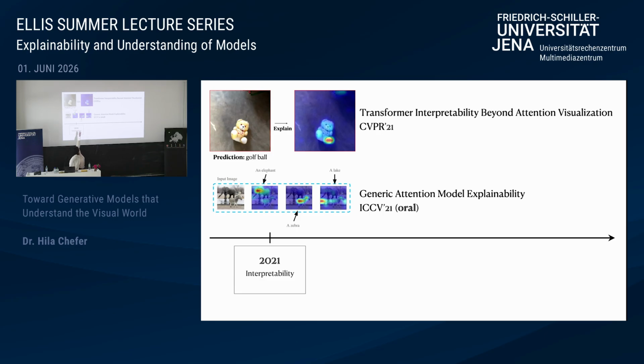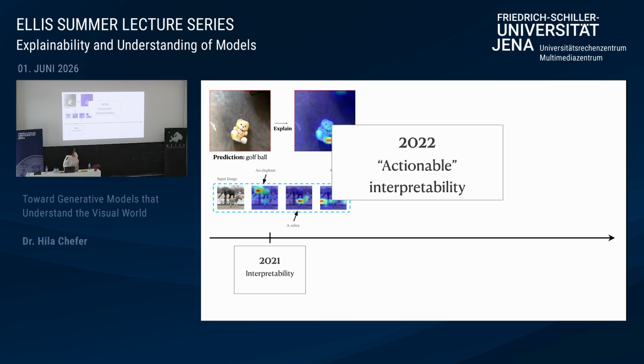An attribution map gives us a heat map over the input, which indicates that the model looked at the paw of the teddy bear and inferred by just the paw that this is a golf ball. Okay, so explanations can give us some insight as to how the model did what it did.